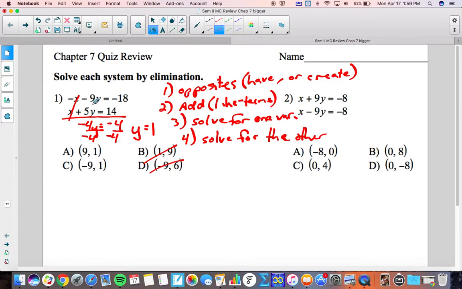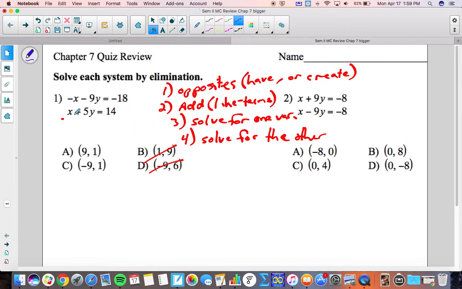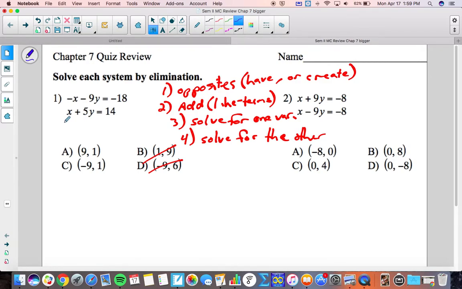So now that I know what y is, I'm going to use one of these two equations. I'm going to use the bottom one. There's fewer negatives. Most of us prefer to work with positive numbers, but by all means you can use the top one. If you do your algebra correctly, it will work out. So I'm going to substitute in 1 for y. So then I get x plus 5 equals 14. So what does x have to be? Positive 9. So here is our answer.